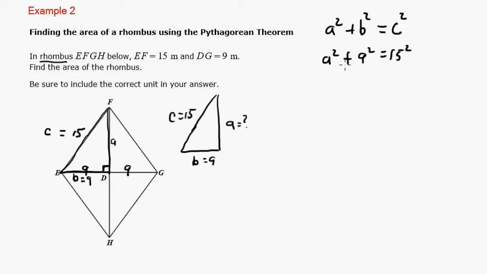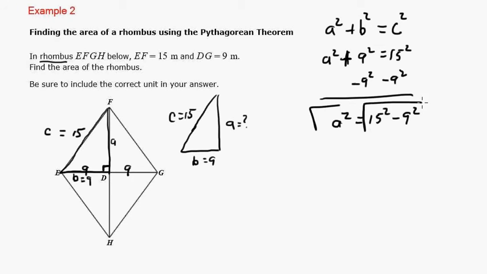Instead of multiplying this all out real fast, let's do this. That's supposed to be a plus. So I subtract 9 squared from both sides, and I get A squared equals 15 squared minus 9 squared. Then I can take the square root of both sides, so I get A equals the square root of 15 squared minus 9 squared.